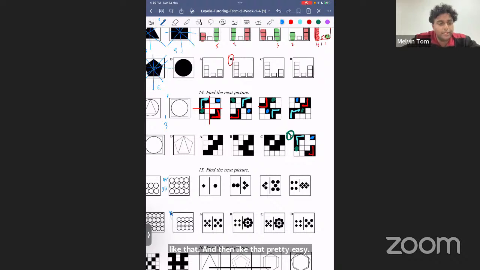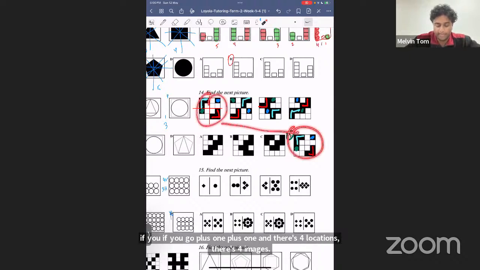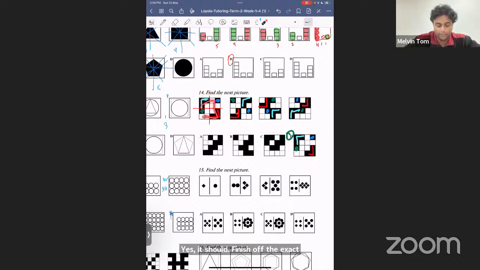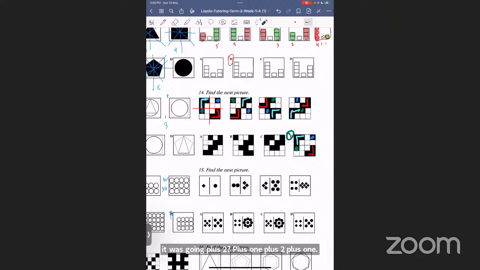So someone sent me a good question. Swara says, for question 14, isn't it easy just to find if it rotates? Because if it rotates, then it would be the same as the first picture. See, you would be lucky because it's going +1 +1 +1, and there's only 4 locations. So if you go +1 +1 and there's 4 locations and there's 4 images, yes, it should finish off exactly the same. But what if it was going +2 +1 +2 +1? So it doesn't make much sense.